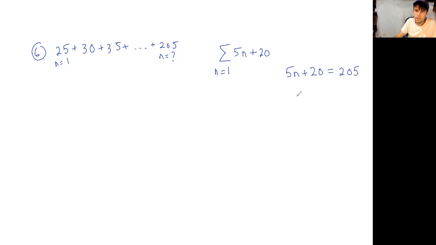Now I just solve this equation. Subtract 20 from both sides. Equals 185. And then I will divide by 5 to get 37. So we're ending with the 37th term of my series.